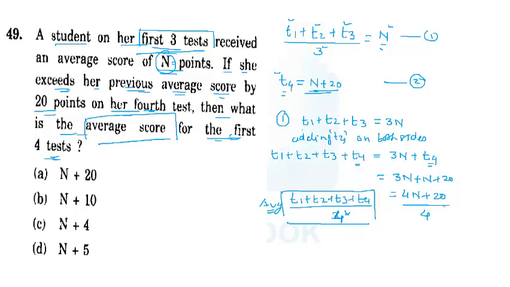So once we have divided this, we will get n plus 5 as an answer. How is it calculated? 4n by 4 plus 20 by 4. The 4 and 4 get cancelled, and 4 fives are 20. So the answer is n plus 5. D is the correct option.